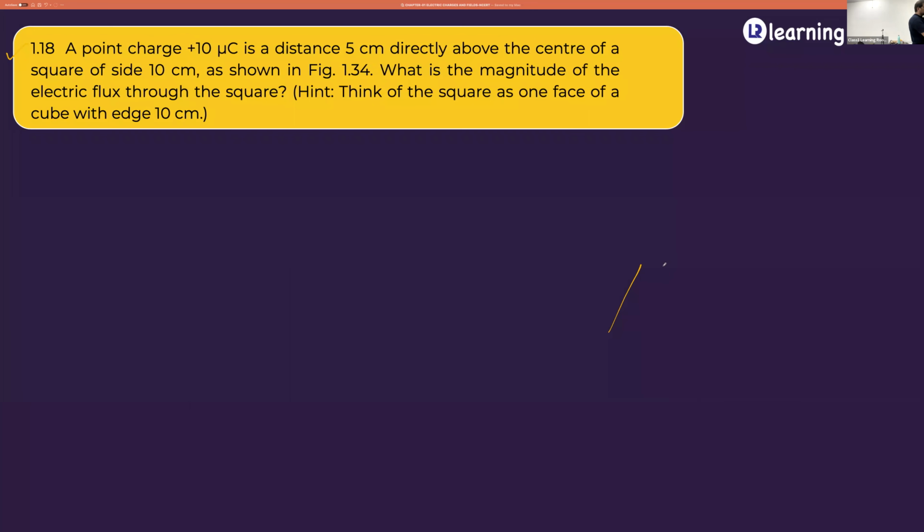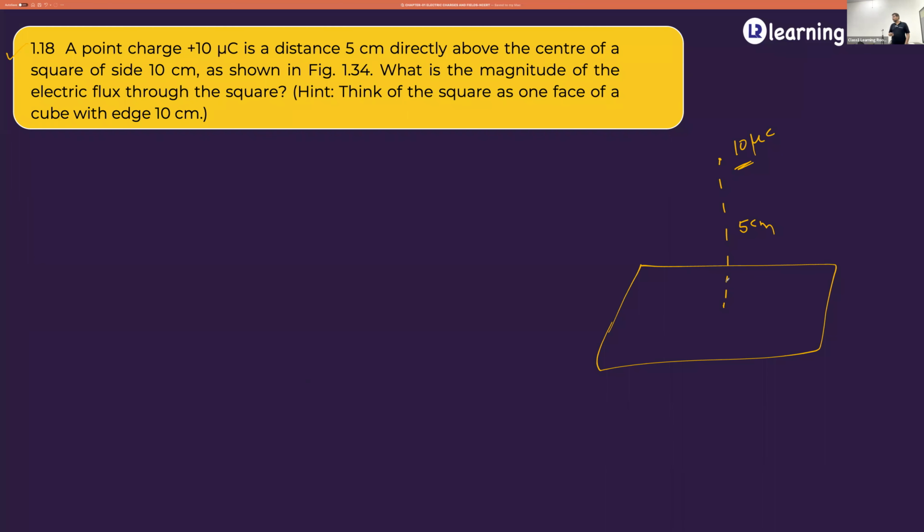So I think you will have a square like this. So there is a point which is at a distance of 5 centimeter from the center of the square. Am I right? And what is the magnitude of the charge that is placed here? It is 10 microcoulomb. Right. What is the magnitude of the electric flux through the square?